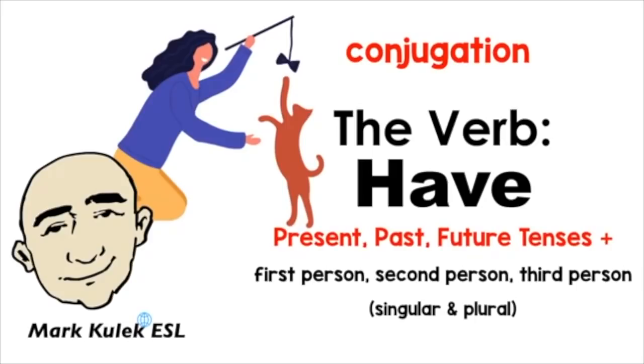Hi, this is Mark, and this is English Conversation Practice. The verb have. Wow. The present, past, future tenses, yes, plus first person, second person, third person, singular and plural. Wow. Okay, are you ready to start? Yes? Okay, great. Let's do it.